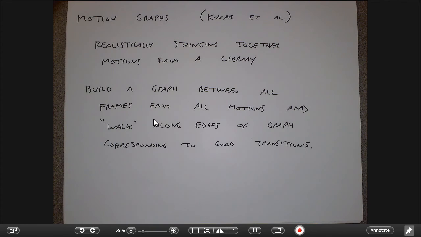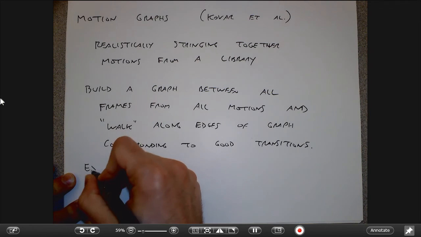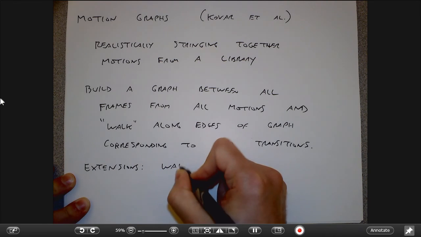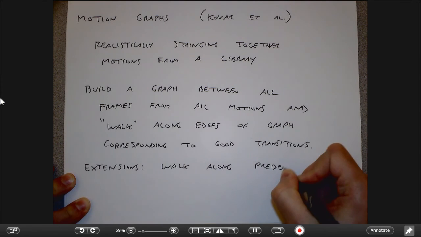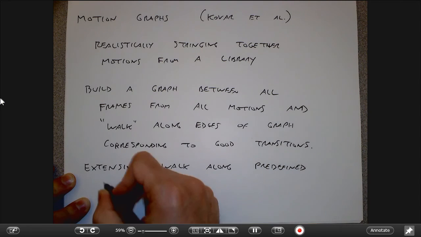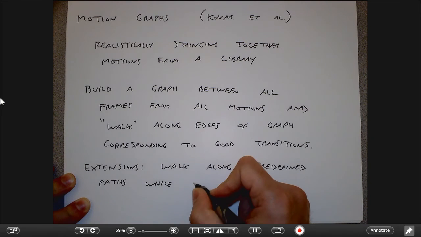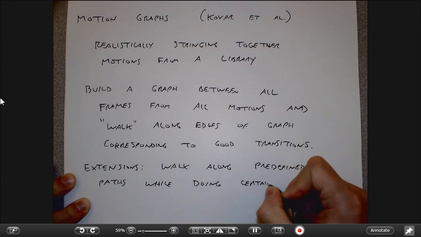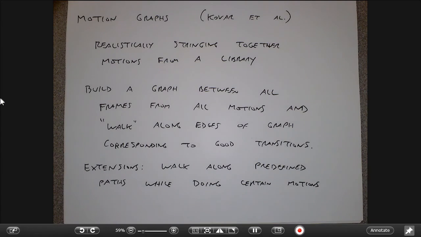And then the final thing you can do is combine these things, or extend them, so that I can walk along predefined paths while doing certain motions. Let me show you a couple of videos about that.